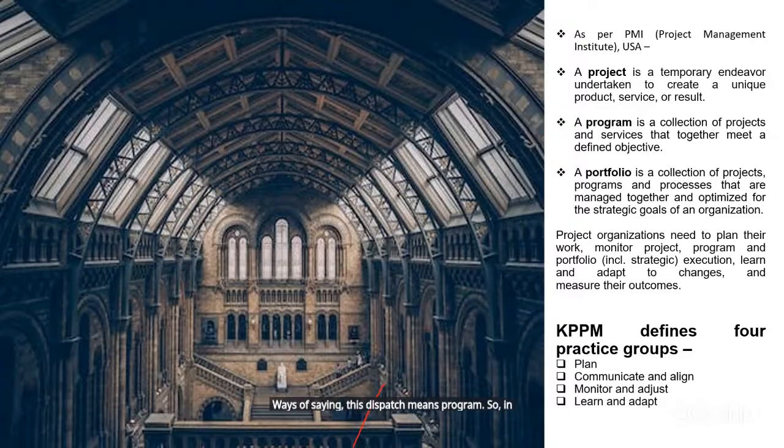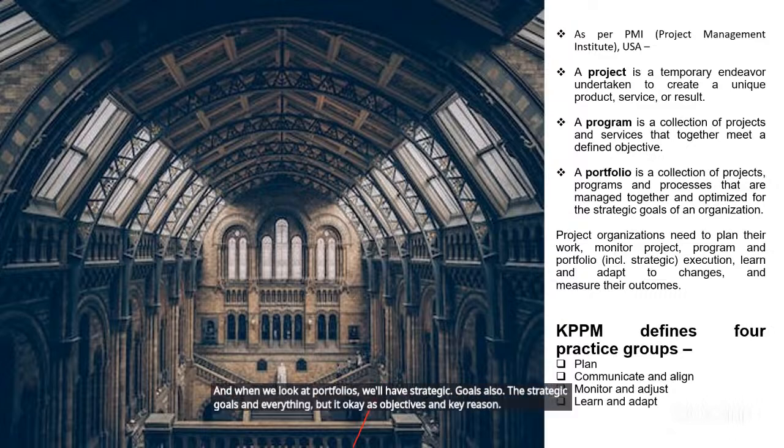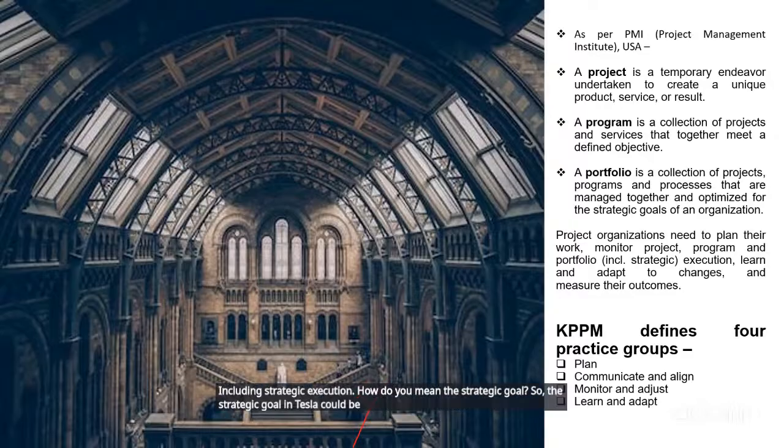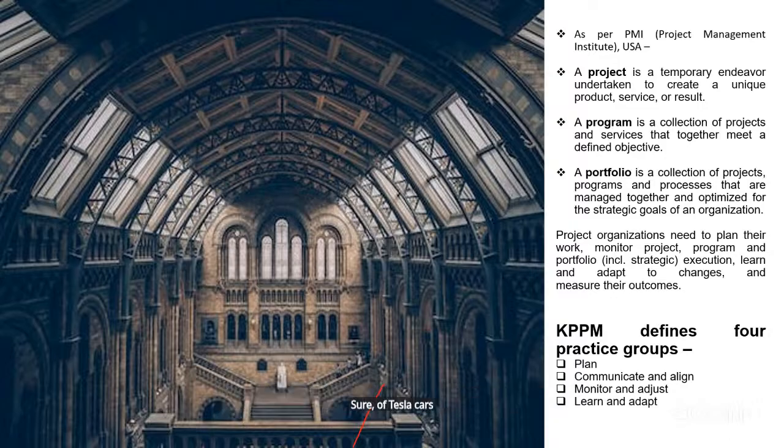So in order to do all these things, we need to plan the work. Then we need to monitor the project. We need to monitor the program. We need to monitor the portfolio. And when we look at portfolios, we'll have strategic goals also. The strategic goals are nothing but your OKRs, objectives and key result. And you need to see how to meet those things, and so many things will be there, including strategic execution. How do you meet the strategic goal? So the strategic goal in Tesla could be that I want to increase the North American market share of Tesla cars from 10% to 20% for year 2025.